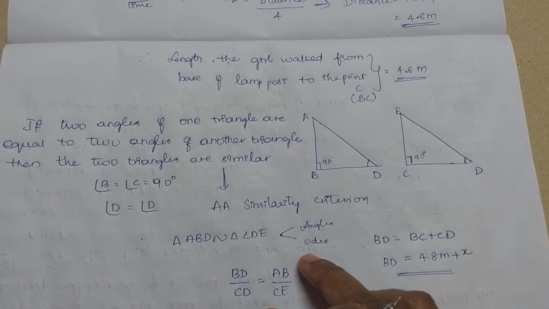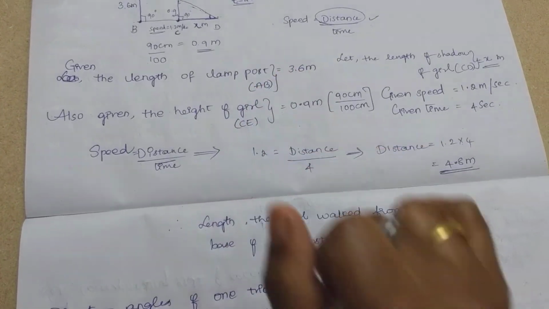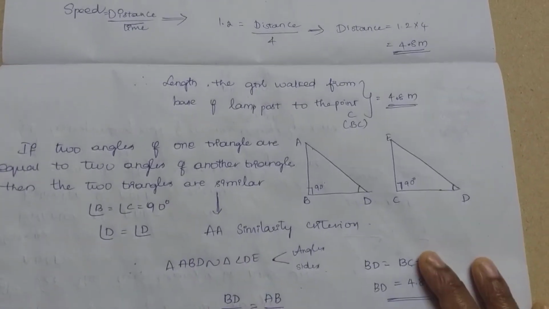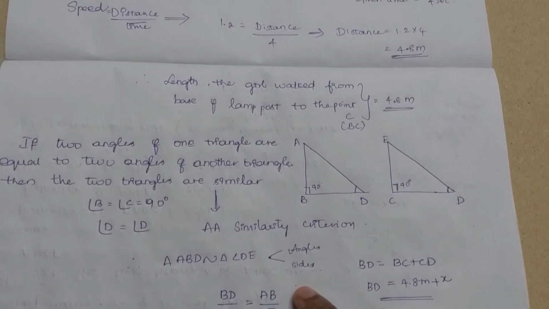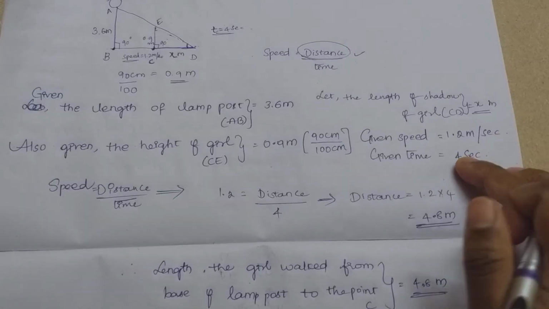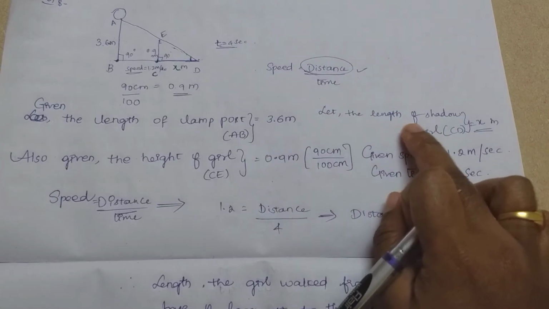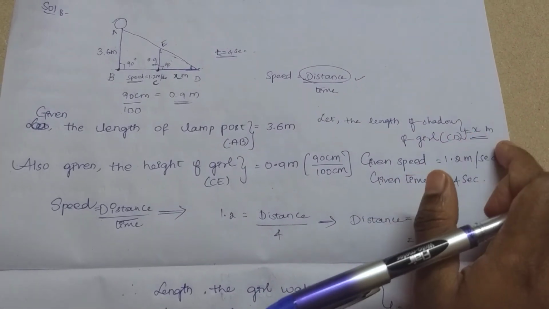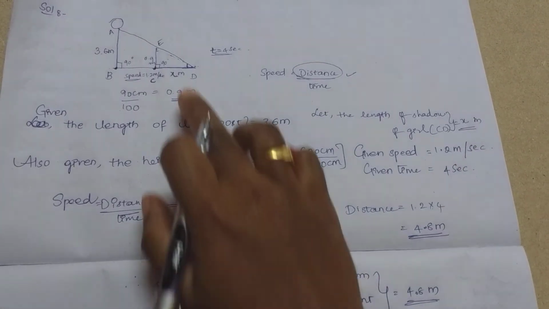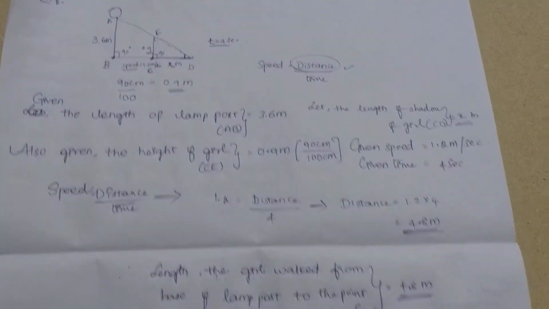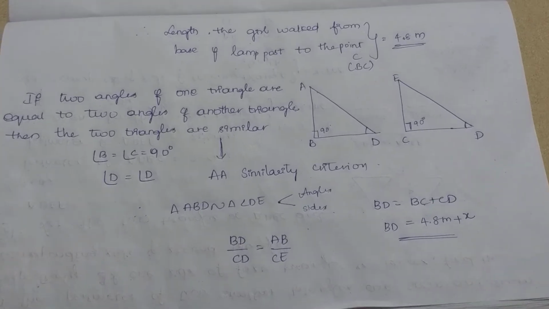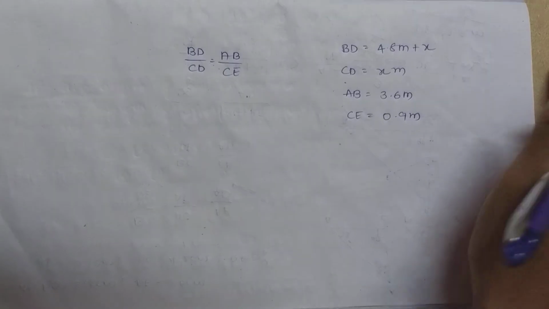What is AB here? AB is nothing but the length of the lamp post, it is 3.6. So we need to find out the x value, that is the length of the shadow of the girl. And CE value we know as 0.9 meters. So let us continue this in the next page.